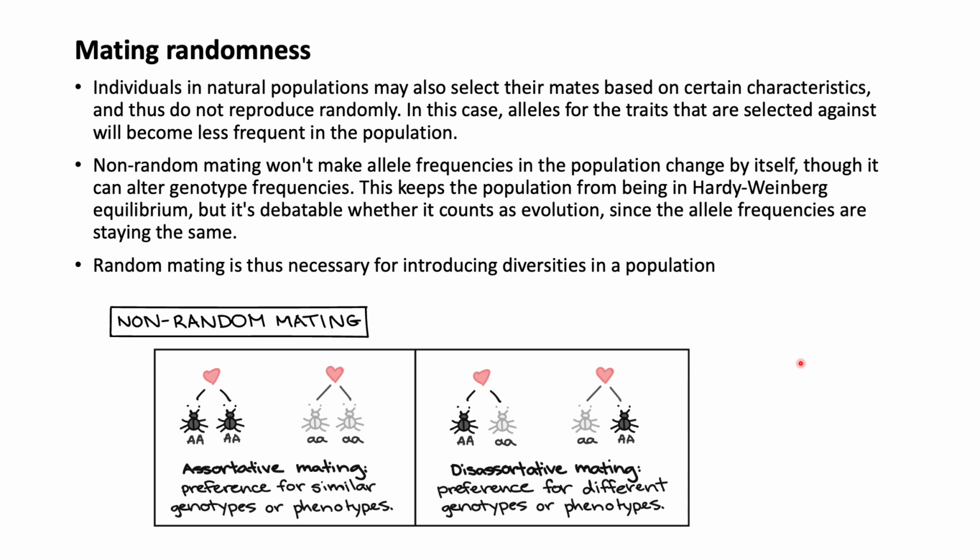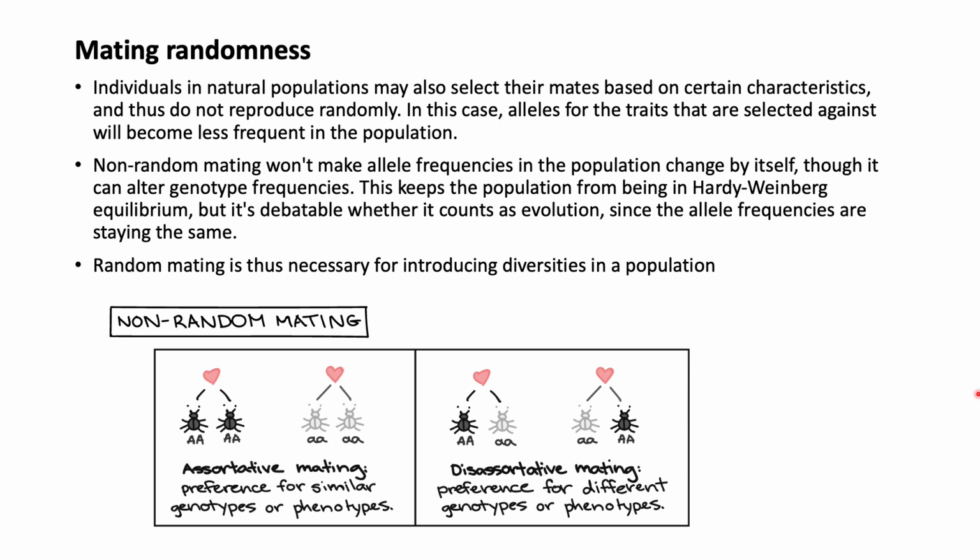Another factor that contributes to the stability of a gene pool is the way the organisms in a population mate with each other. Individuals in natural populations may also select their mates based on certain characteristics and thus do not reproduce randomly. In this case, alleles for the traits that are selected against will become less frequent in the population, while only the alleles that organisms prefer would be maintained.